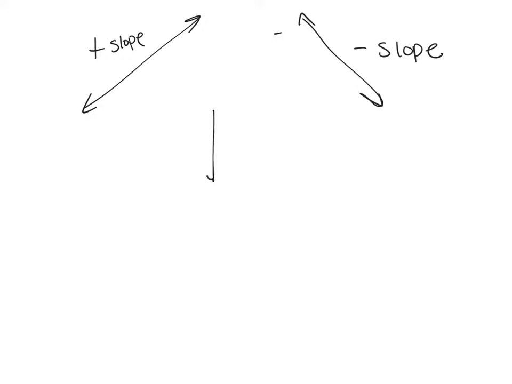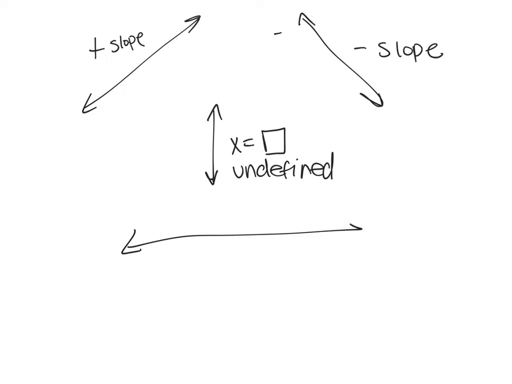So the trick of the trade, when it's a positive graph, it's going to look like this. So you're going to have a positive slope as a negative slope. Going to go in that direction. It's up and down. That's an x equals equation, and that's going to be undefined. And lastly, if you see a graph like this, that is the zero slope. And that is when y is equal to a number.